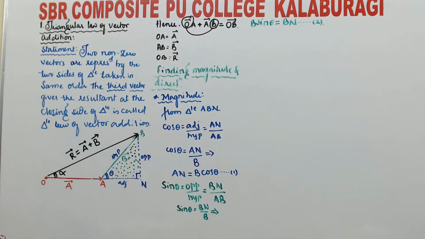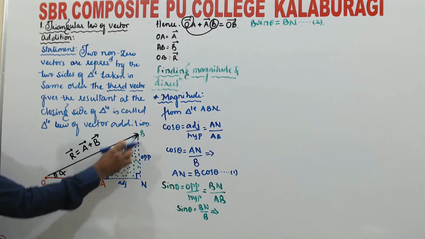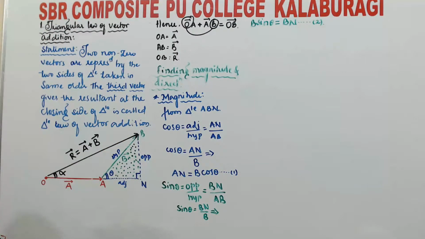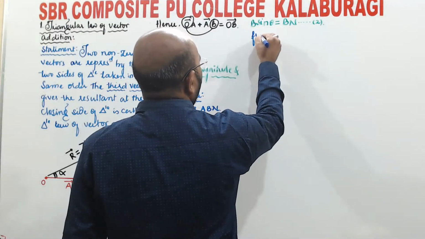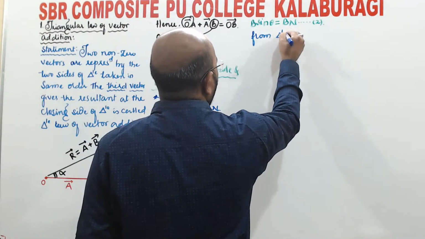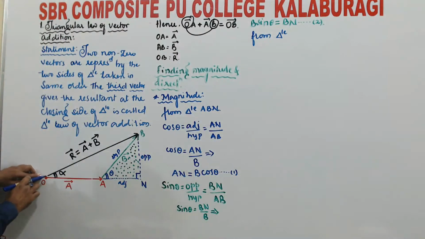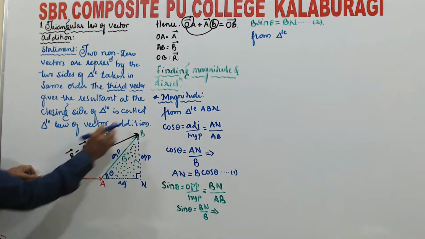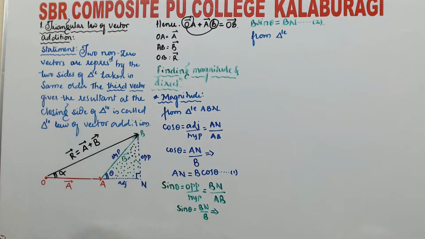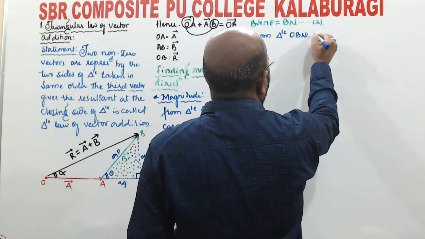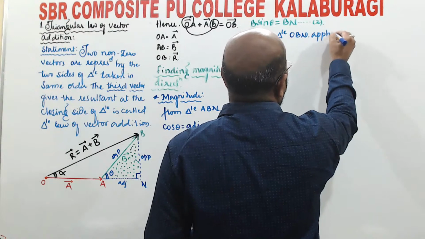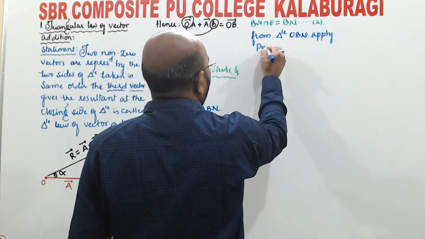Then finding the corresponding resultant associated with the two vectors. The resultant can be found by considering the triangle. Which is the bigger one here? See, OBN. From this big triangle now, apply the Pythagoras theorem. Which is the biggest triangle we have? It is triangle OBN. Apply the Pythagoras theorem.